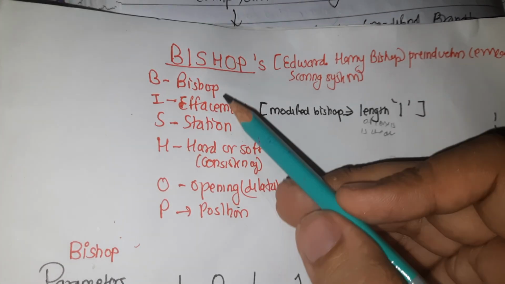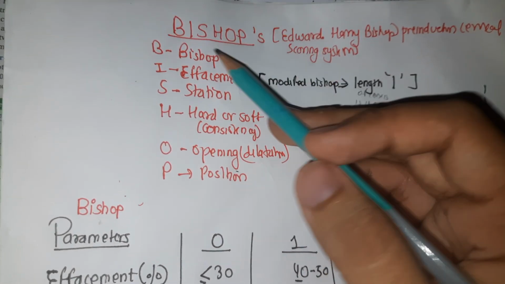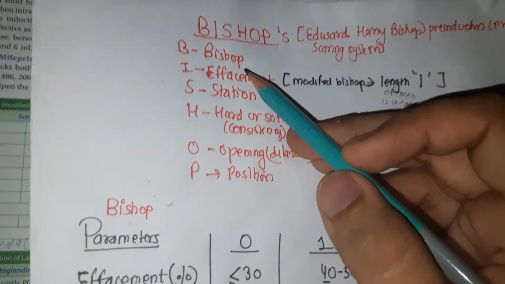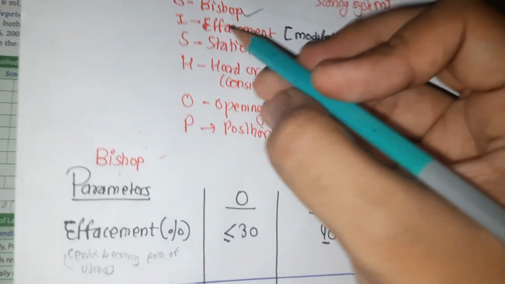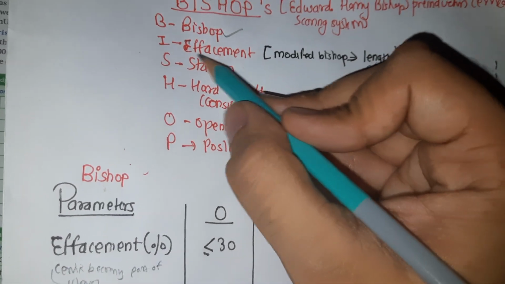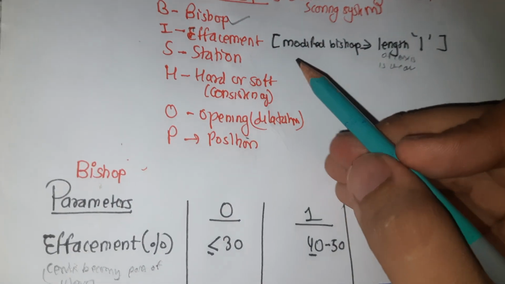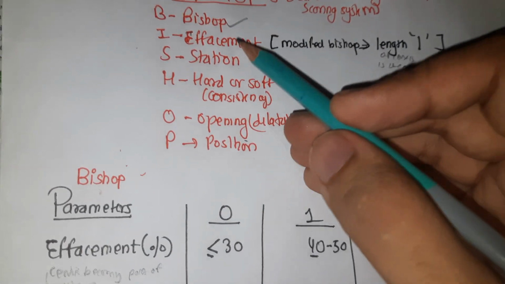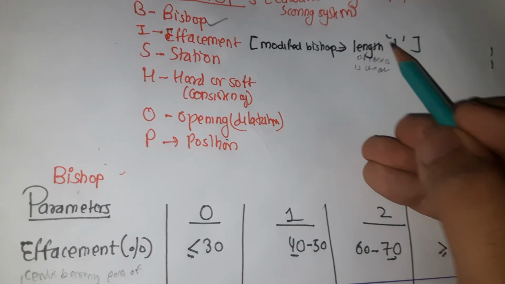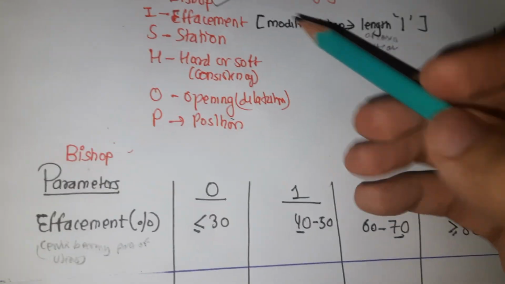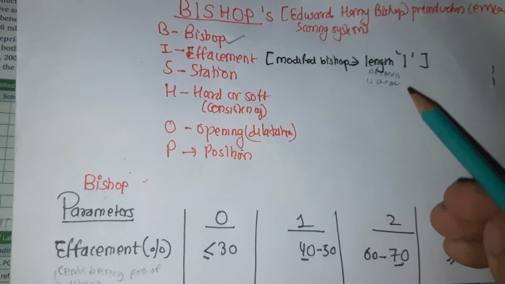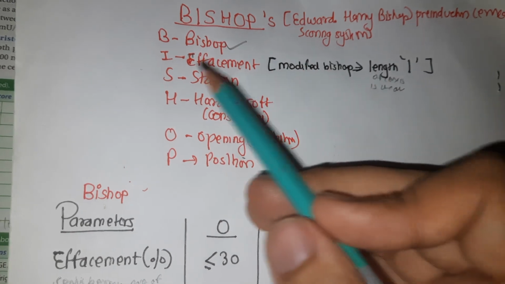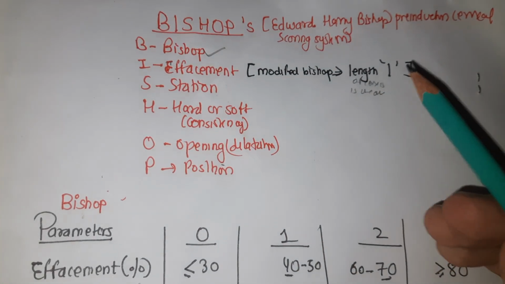And we can remember the Bishop score through its own mnemonic, the acronym BISSOF, where B stands for Bishop score obviously, and I is for effacement, with the spelling modified. Effacement of the cervix, and so we have something called the modified Bishop score, given in 1991. Here, instead of effacement, we have the parameter known as length of the cervix. I looks like L, and length also starts with L, so we can easily replace I by L. So effacement is replaced by length in the modified Bishop's score.